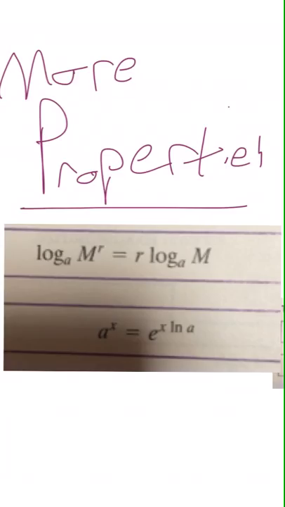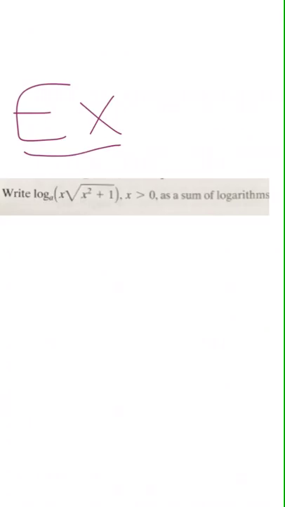Alright, here are a couple more properties. If you have log base a of something raised to a power of r, you can just move the exponent out in front and multiply. Likewise, if you have some number a raised to a power of x, that's equivalent to rewriting it as e raised to a power of x times the natural log of a. So here's an example.